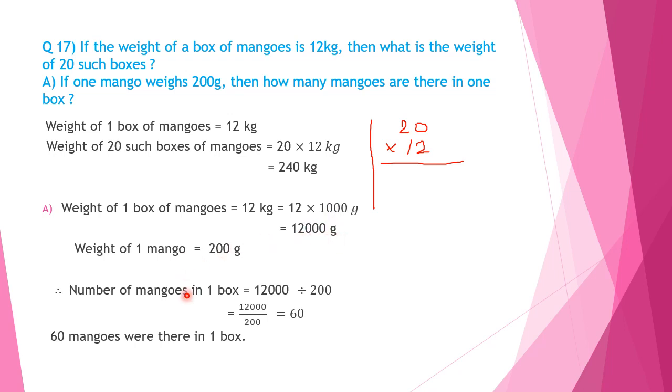Now we have to find how many mangoes are there in one box. Number of mangoes in one box: what we will do is divide the weight of one box by the weight of one mango. Weight of one box is 12,000 divided by weight of one mango, which is 200. So divide 12,000 by 200. Here we can cut the zeros, again cut zeros, then 2 ones are 2, and here 2 sixties is equal to 120. So how many mangoes did we get? Number of mangoes in one box is equal to 60. So 60 mangoes were there in one box.